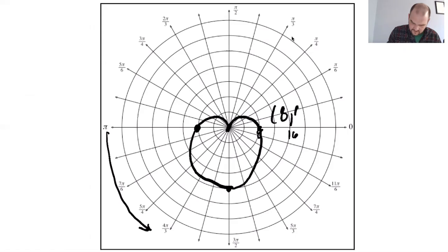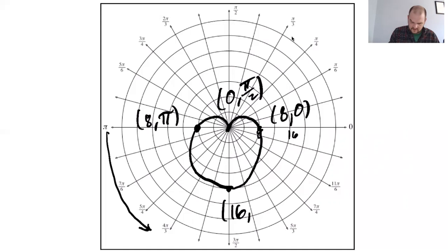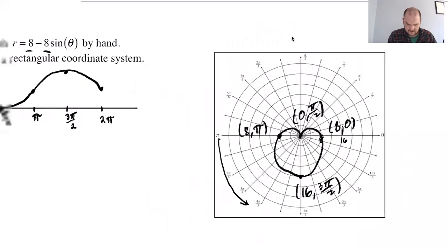So 8, 0. This is 0. Pi over 2, so that's a weird one, right? The origin there. This is going to be 8 back at pi. And then this is going to be 16 at 3 pi over 2. Okay, so not so bad. The graph itself, pretty bad. But let's go on to the next one.